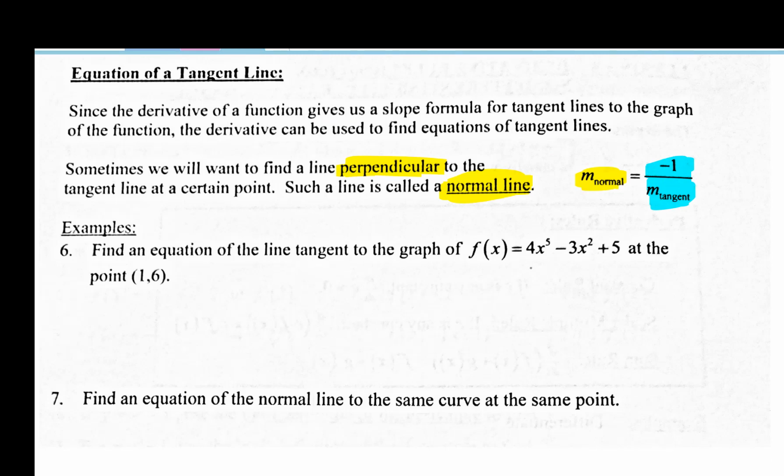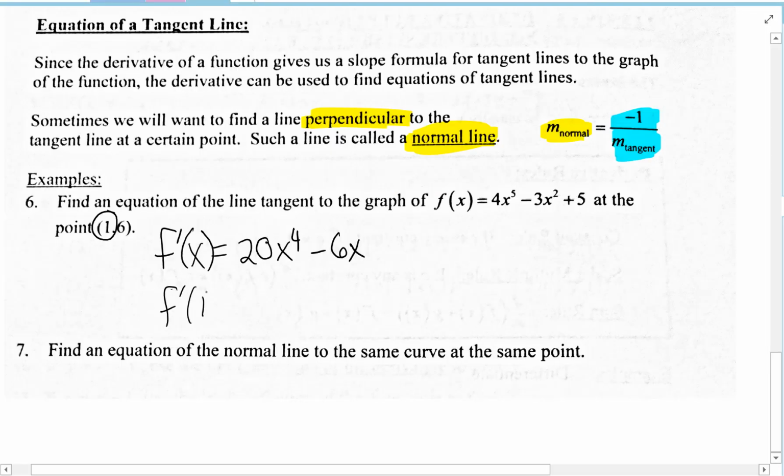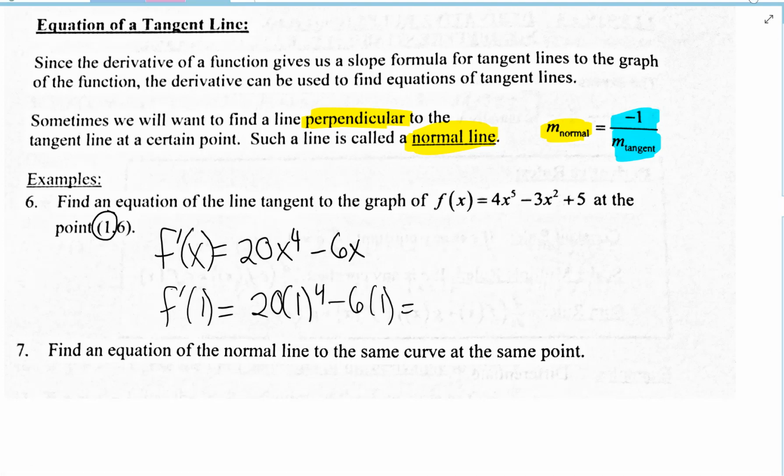Find an equation of the tangent line of this at (1, 6). So first I will derive, because I need to know the slope anywhere on this function, and then I need to know the slope at specifically the point 1. f prime of x, we can use the power rule for this: 20x to the 4th minus 6x plus 0. So here is my derivative. I need to know the slope at x equals 1. And that gives us 14.